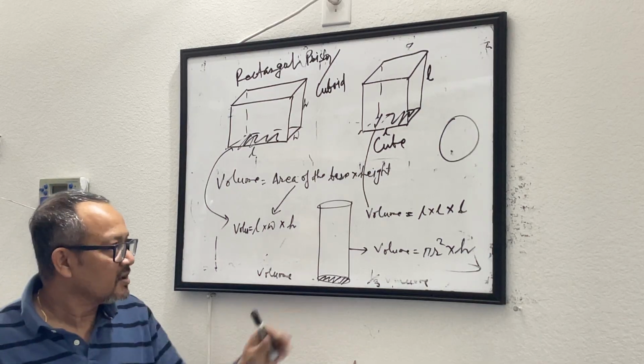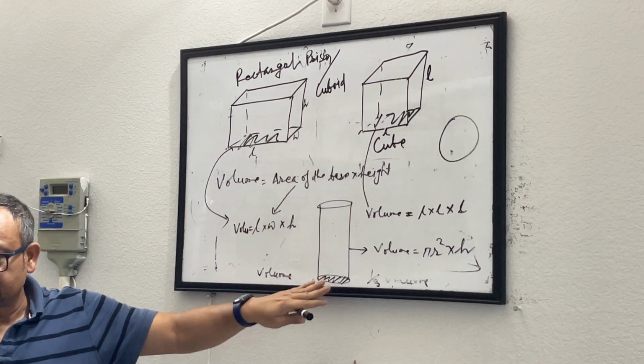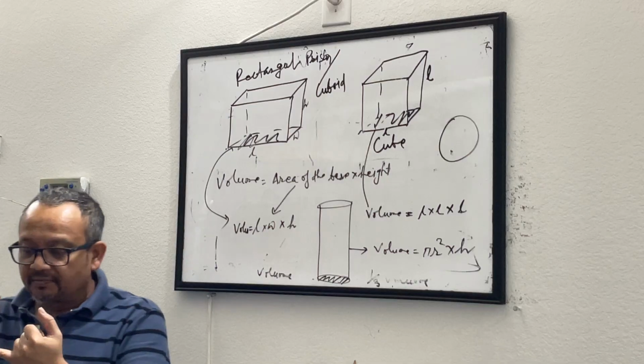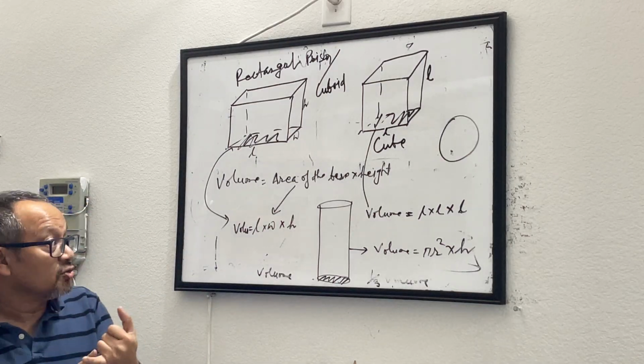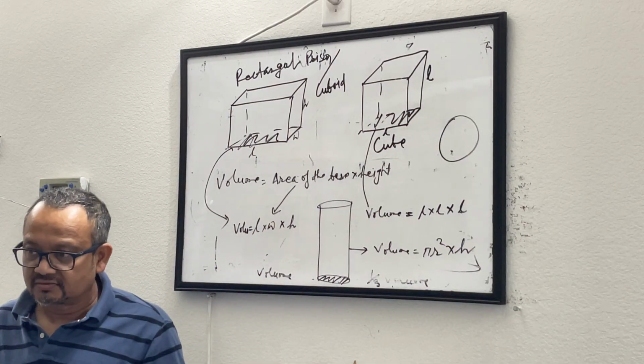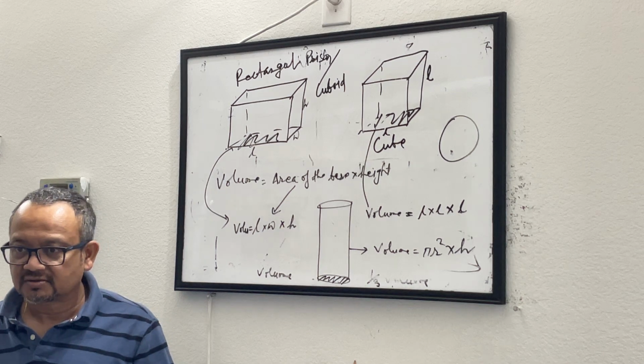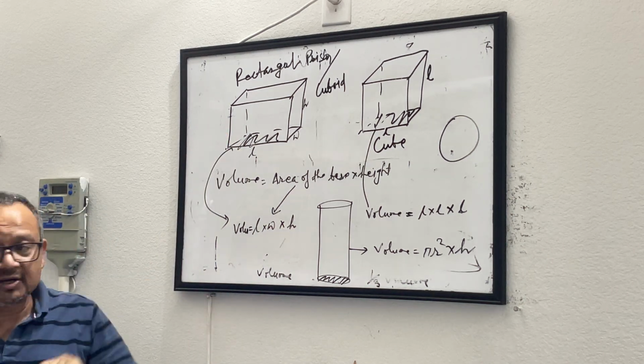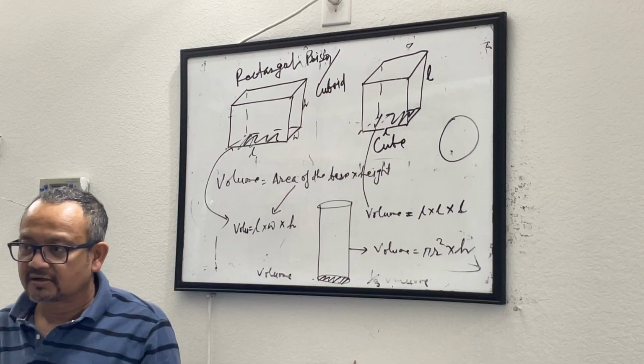Are you guys okay so far? So volume of rectangular prism, cube and right cylinder we saw. What about surface area? How do you find out surface area for cube or cuboid or a right cylinder?